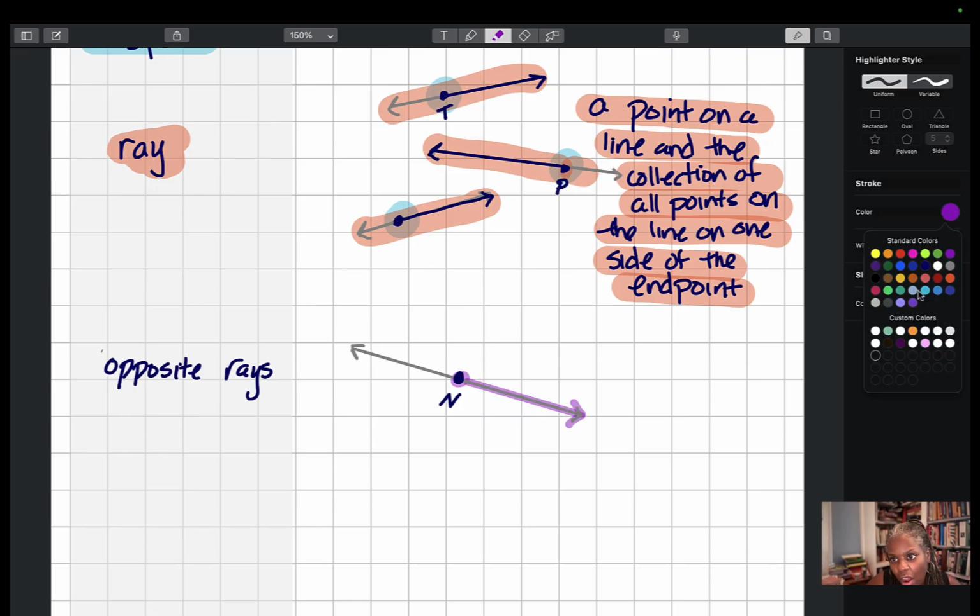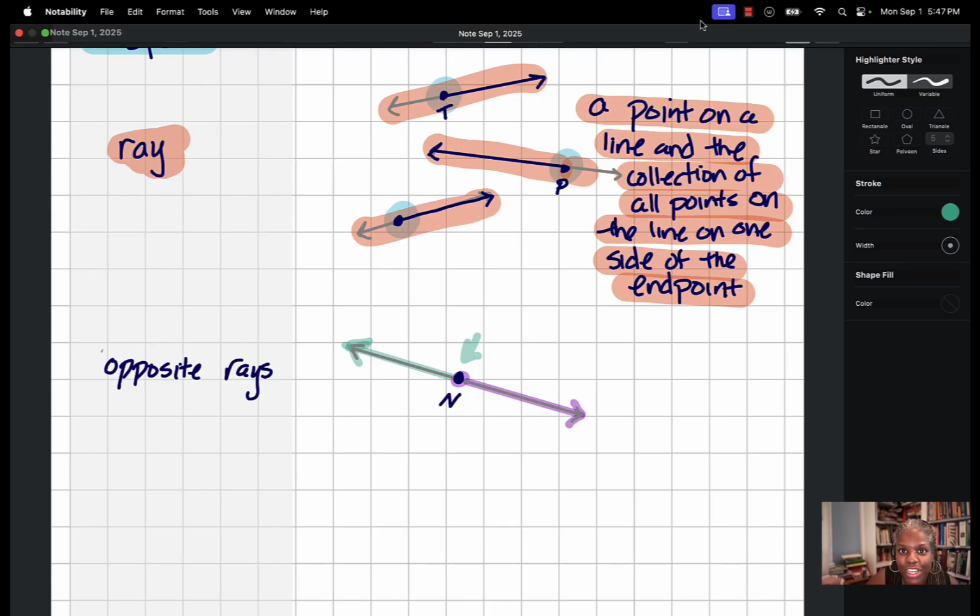But then if I also consider, let's say, this ray right here, starting with this point and going to the left. I think I said right last time, or I meant to say right. So one going to the right and one going to the left. If I consider these two, they are called opposite rays. Opposite rays form a line. The only thing opposite rays have in common is that endpoint.